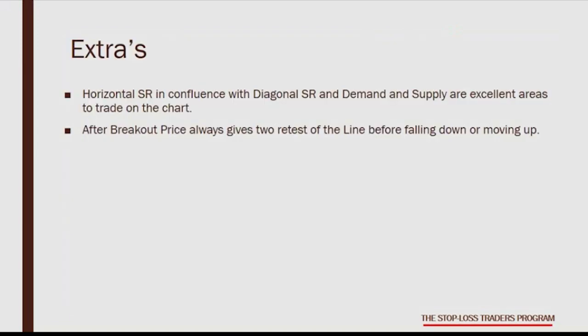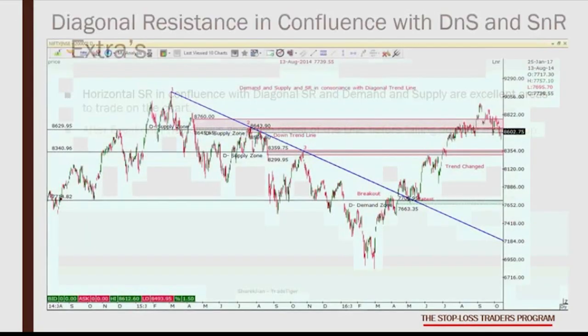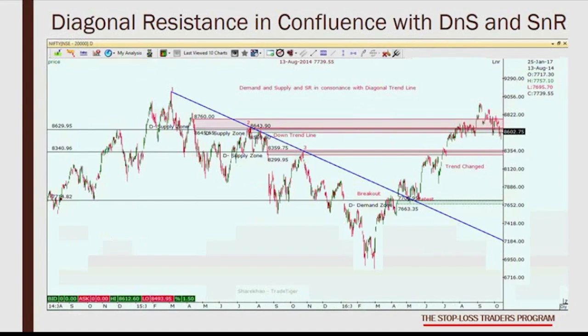The break of a well-established trend line shows that the dominant market crowd has lost its power. Once the diagonal trend line breaks, often price changes its direction or trend. So this is a very important point, friends. Whenever a diagonal trend line breaks, price often changes its trend.